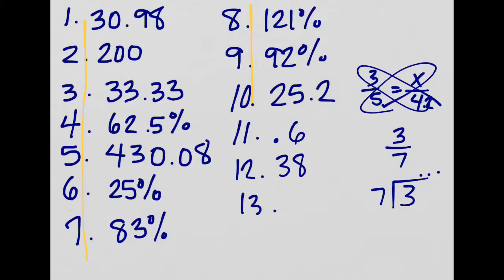Number 13 is 34/57. I'm sorry, 57. 37 doesn't make sense, does it? 57ths. Okay, that can't be simplified at all. Don't forget to keep change flip, all right?